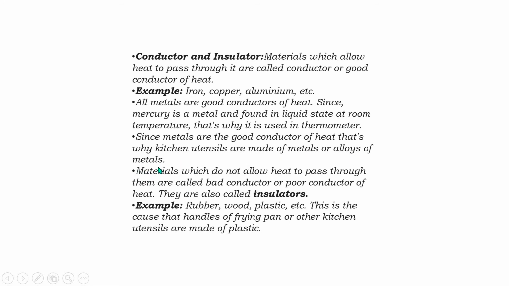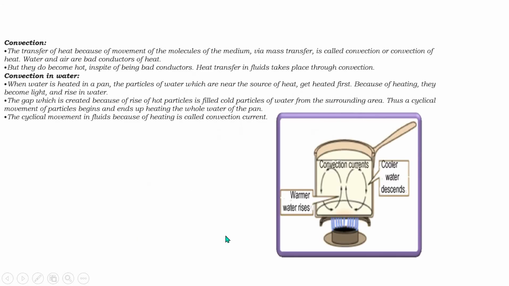And materials which do not allow heat to pass through them are called bad conductors or poor conductors of heat. They are called insulators. Examples are rubber, wood, plastic, etc. This is the reason that handles of frying pans or other kitchen utensils are made of plastic.